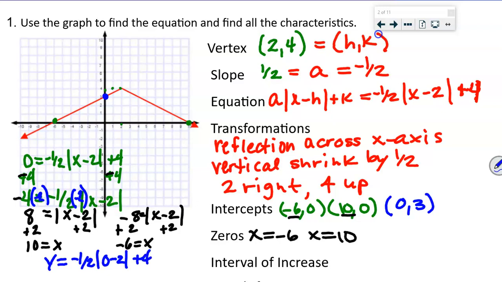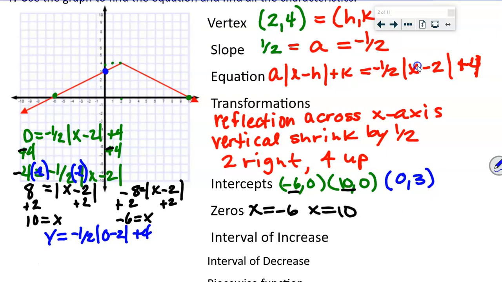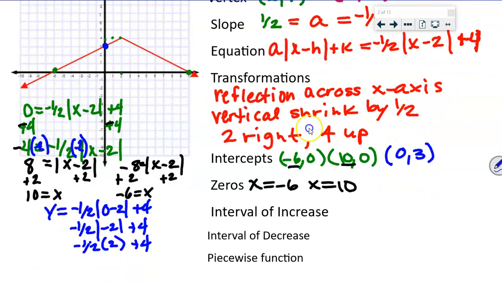So if we do 0 minus 2, let me scroll this up a little bit so I have a little more room to show y'all. This would be negative 1/2 absolute value of negative 2 plus 4. So that would be negative 1/2 times 2, because the absolute value of negative 2 is 2, plus 4. So half of 2 is 1. And if we multiply a negative times a positive, we get a negative. So this would be negative 1 plus 4, which is equal to 3, which again was the number we got right there. Okay.